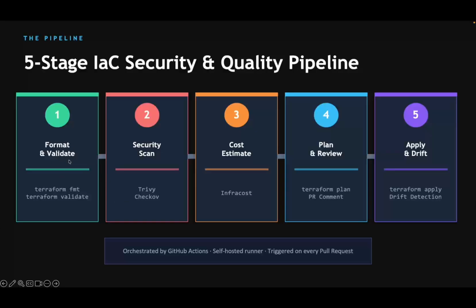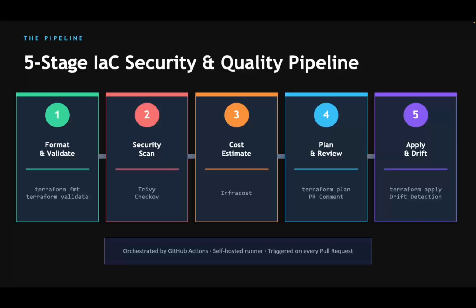Starting from stage 1, format and validate. The moment a PR is opened, we check that the code is formatted correctly and the syntax is valid. This runs in seconds with zero cloud cost, and it catches typos and formatting issues before a human reviewer ever looks at it. Moving to stage 2, the security scans, where we run Trivy and Checkov against the Terraform code. Without deploying anything, they catch misconfigurations like open S3 buckets, unencrypted databases, overly permissive IAM policies or security groups before they apply.